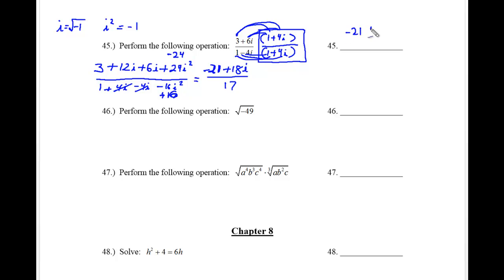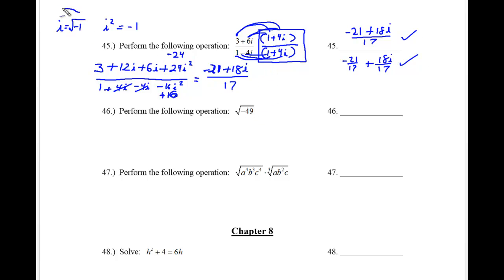So negative 21 plus 18i over 17. And that's the correct format. The format is a plus bi. You could split it up into two fractions like this, but it doesn't actually simplify anything any easier. So either of these is going to be the correct notation.